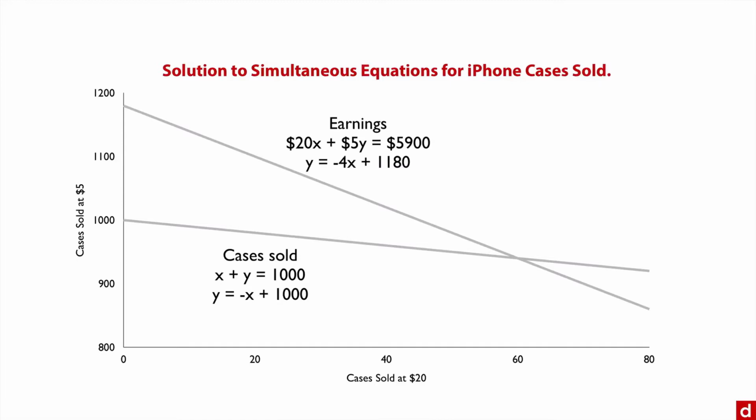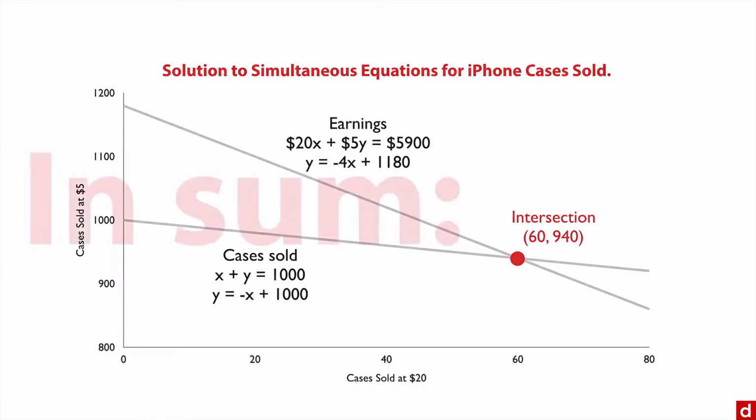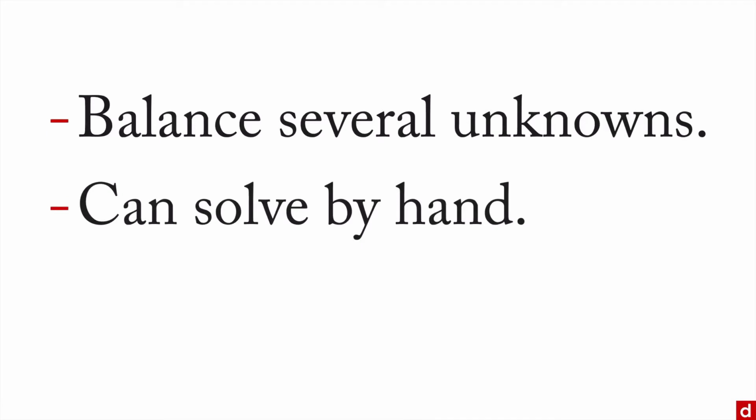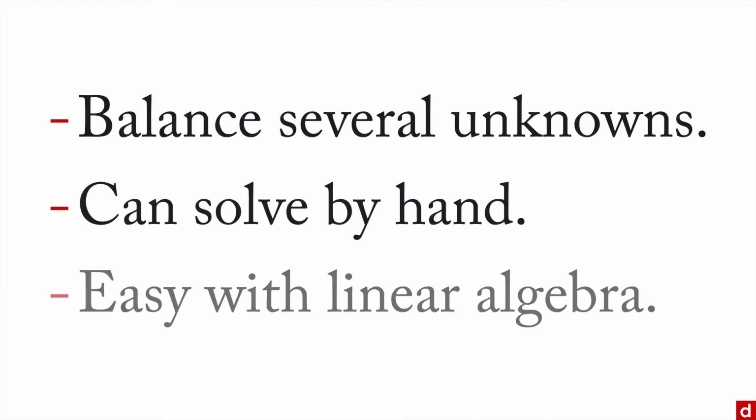And then the solution is right here at the intersection. There's our intersection, and it's at 60 on the number of cases sold at $20 and 940 on the number of cases sold at $5. And that also represents the solution of these joint equations. And so it's a graphical way of solving a system of linear equations. So in sum, systems of linear equations allow us to balance several unknowns and find the unique solution. And in many cases, it's easy to solve by hand. And it's really easy with linear algebra when you use software to do it at the same time.